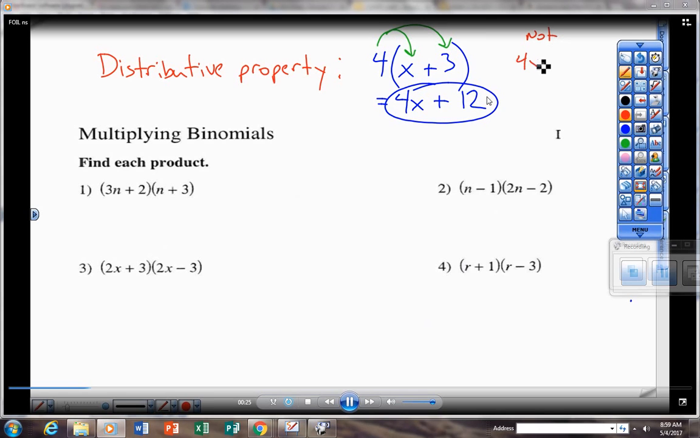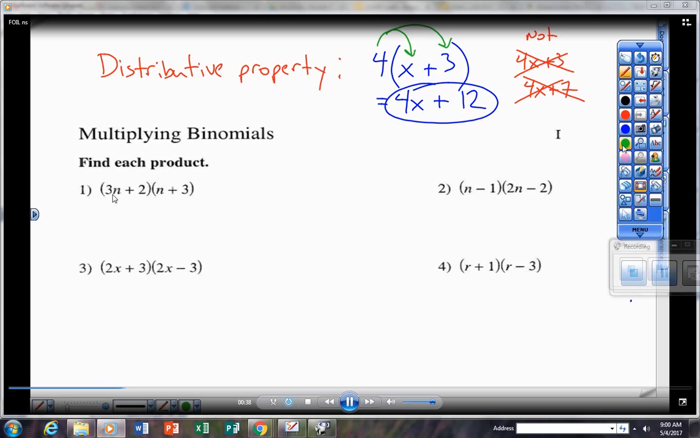Common mistakes are not multiplying both terms. Another common mistake is multiplying 4 times x and then adding 4 and 3. Don't want to do that. So these are some common mistakes with foiling, forgetting to times both or timesing and then adding. Don't want to do that. Always multiplying. These FOIL problems, these are double distribute.